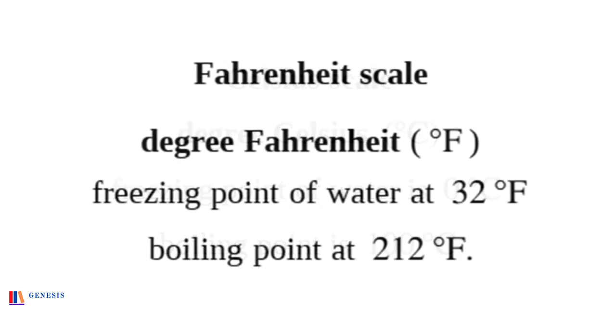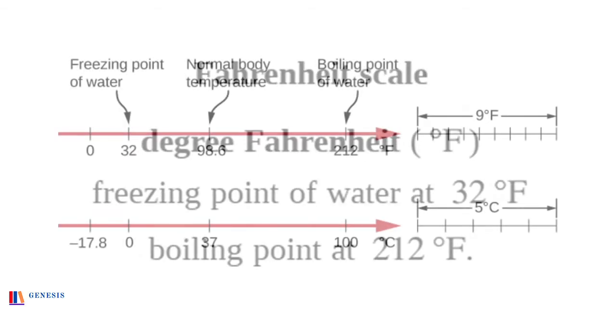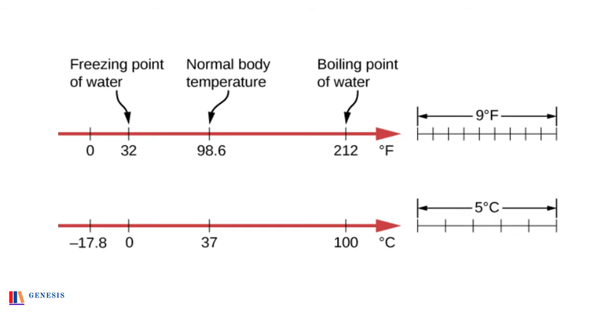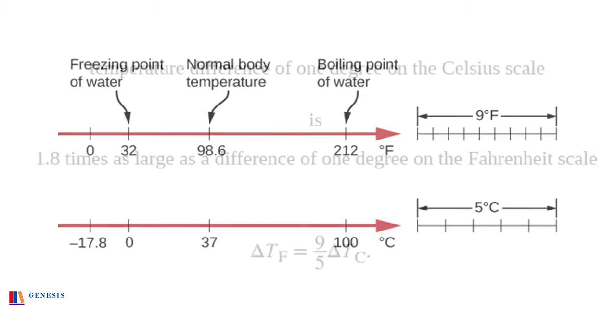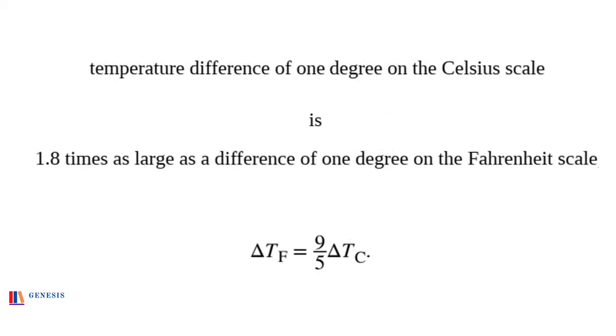The Fahrenheit scale has the freezing point of water at 32 degrees Fahrenheit and the boiling point of water at 212 Fahrenheit. Its unit is the degree Fahrenheit or degree F. You can see that 100 degrees Celsius span the same range as 180 Fahrenheit degrees. Thus, a temperature difference of 1 degree on the Celsius scale is 1.8 times as large as a difference of 1 degree on the Fahrenheit scale, or delta TF is equal to 9/5 delta TC.